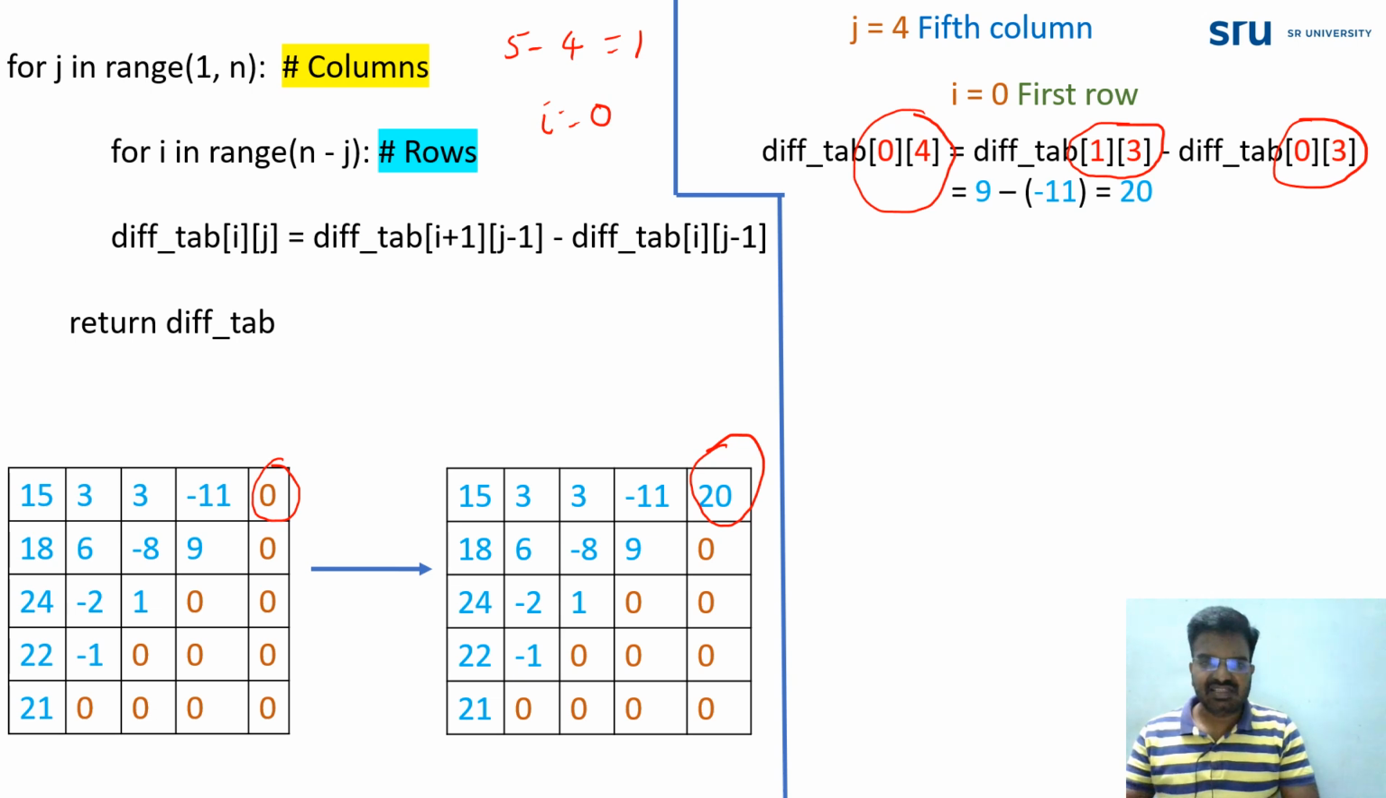With this difference, we got the complete difference table. And you can observe one thing, at the same time, if you see the first for loop, the maximum value of j is 4, that is also completed.